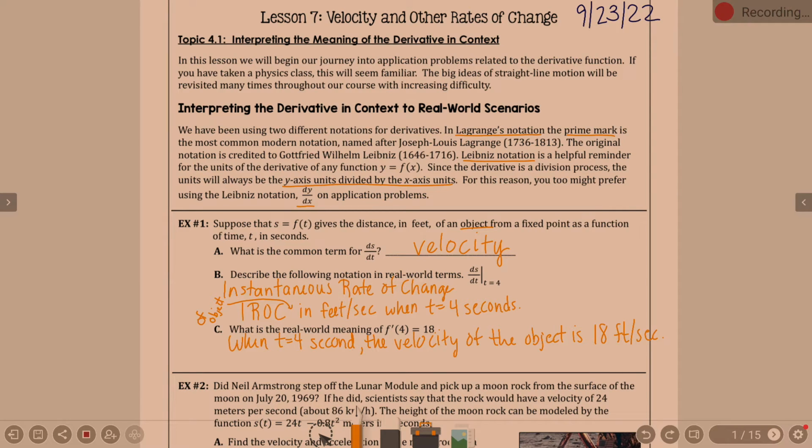So generally speaking, when we think positive, we think of forward motion, right? So because this is positive velocity, it is moving away from a fixed point. If you want to throw that in, you can. Positive velocity: object is moving away from a fixed point.